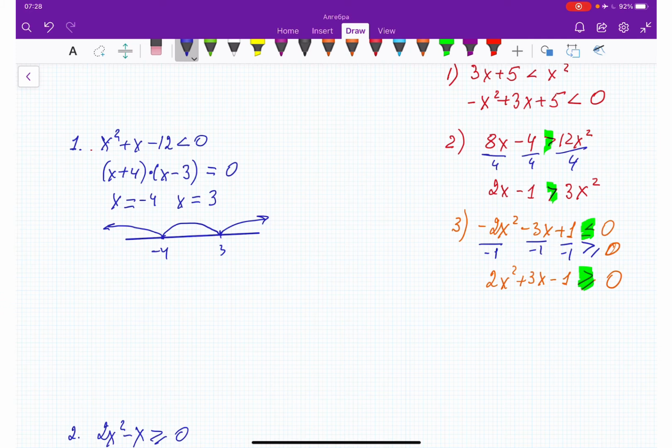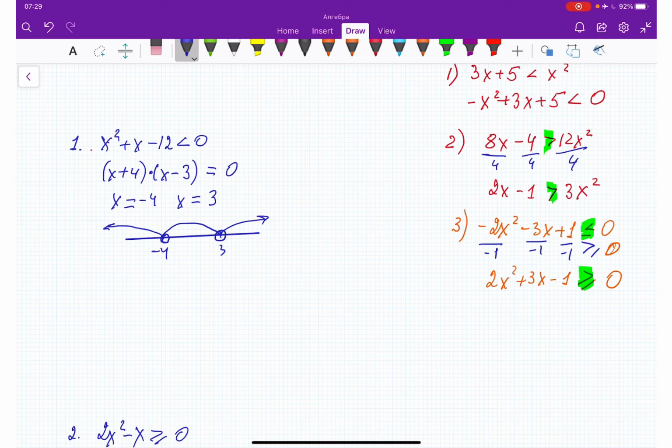And plus, see, we have less than 0, so the equal sign is missing. When the equal sign is missing, we put an empty circle, which tells us that the equal sign is missing, and negative 4 and positive 3 are not going to be included in the solution.